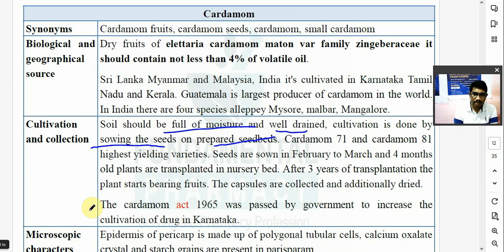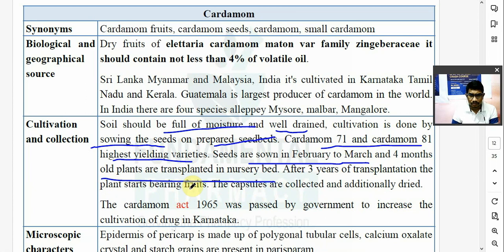It is cultivated by sowing the seeds in the prepared beds, and after that, Cardamom 71, Cardamom 81 are the highest yielding varieties. ये जो Cardamom 61, Cardamom 71 and 81, these are the varieties of cardamom. They will give you the highest production of cardamom. Seeds are sown in February to March, February March में आपको seeds लगाना है इसके, and after 4 months old seedlings are transplanted.